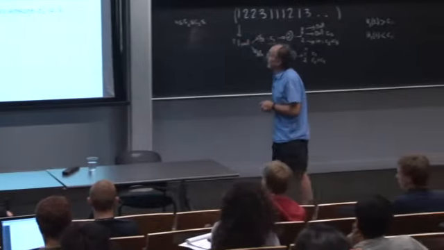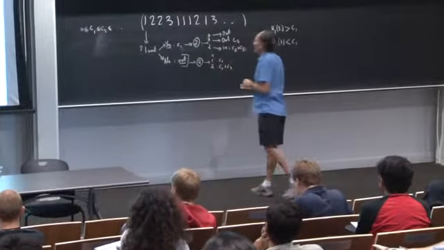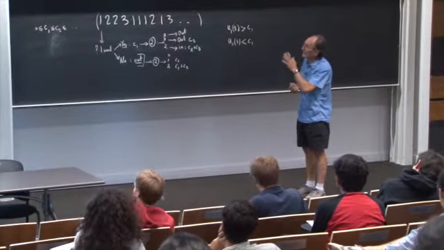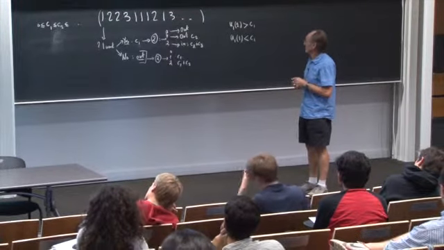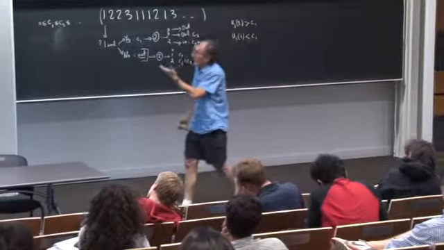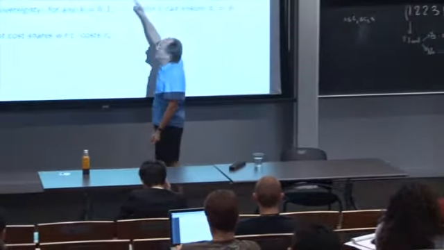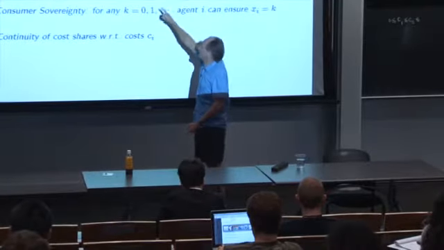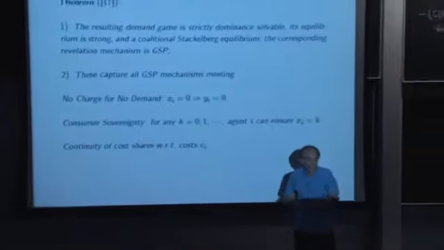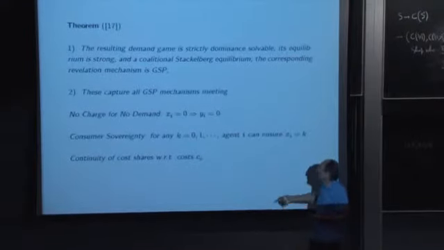Now, the important part also of the theorem is the converse. Namely, in this mechanism, you have group strategy proofness. Actually, I should have put weak proofness here. And the type of properties you have is that if you don't demand anything, you don't pay anything. No charge for no demand, which is, of course, a very basic sort of fairness assumption in this context, right?